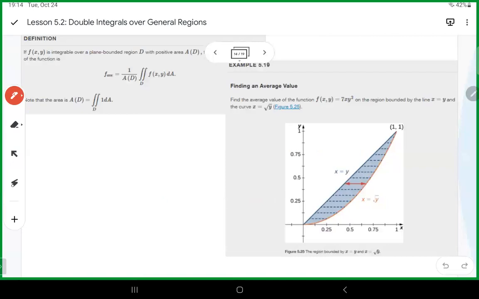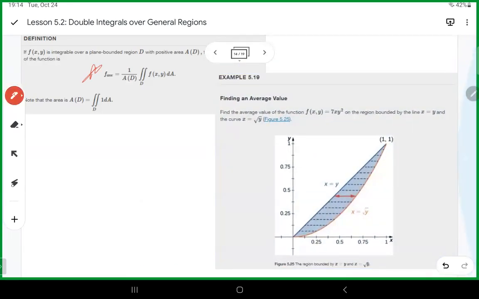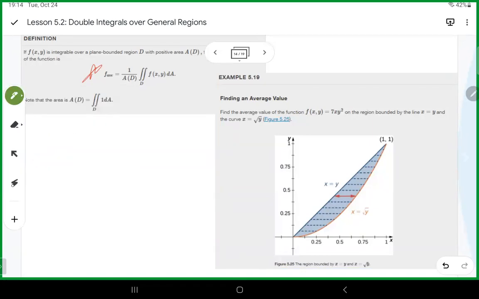All right, we have another combo definition into the example. Sorry, there are a lot of examples in this particular section.